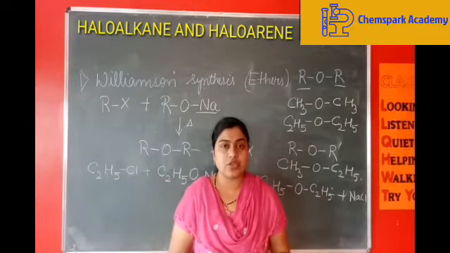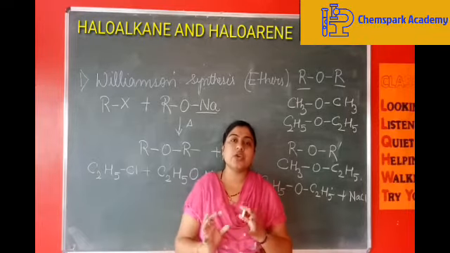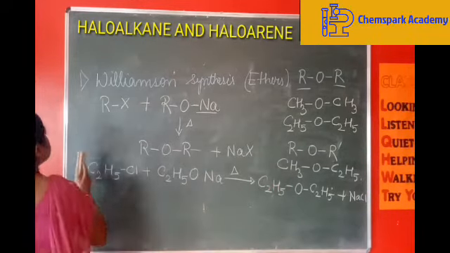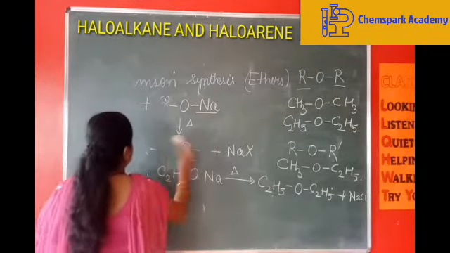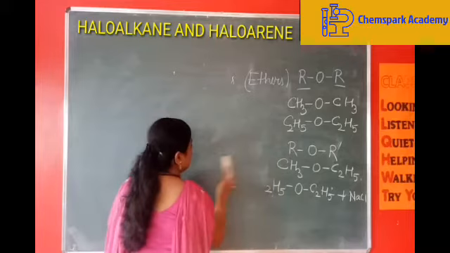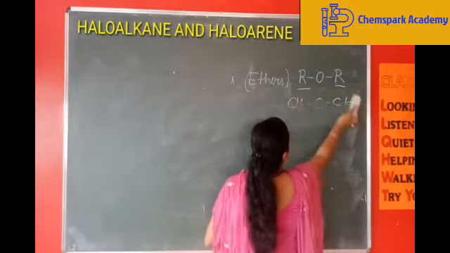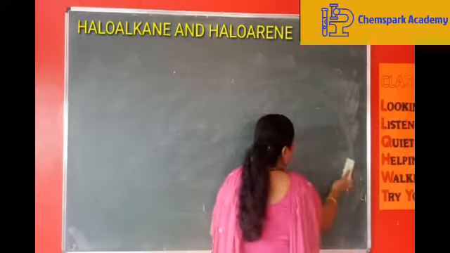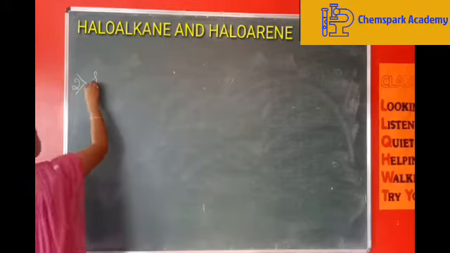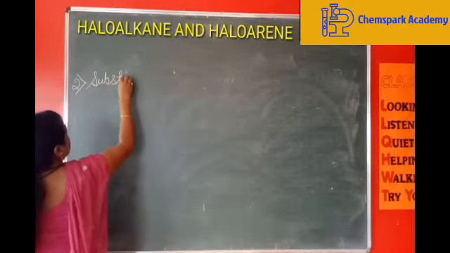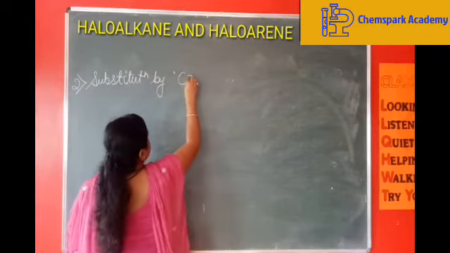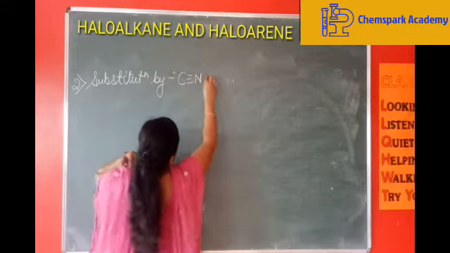The next reaction which we will be talking about is the substitution of halogen by the cyanide group. That is the next chemical property which follows the nucleophilic substitution reaction: the substitution of halogen by the cyanide group, that is the CN group. So the next one is substitution by CN, or the cyano group.